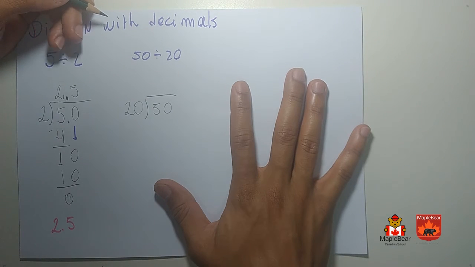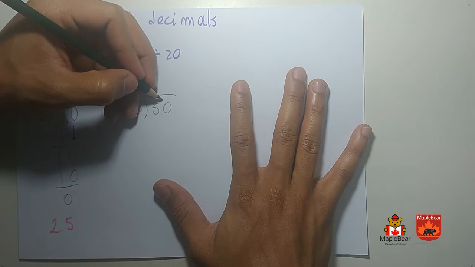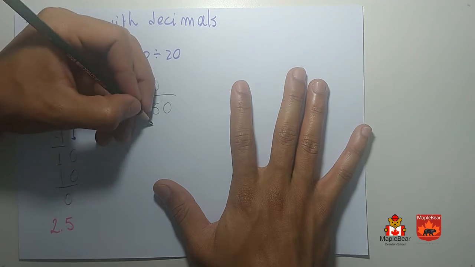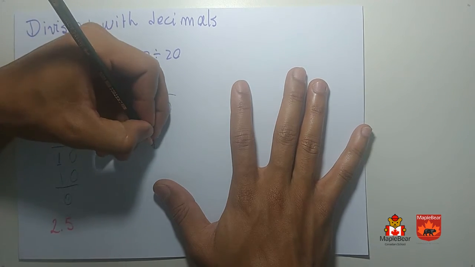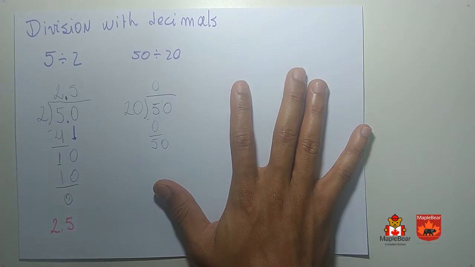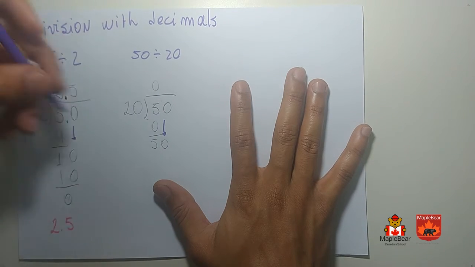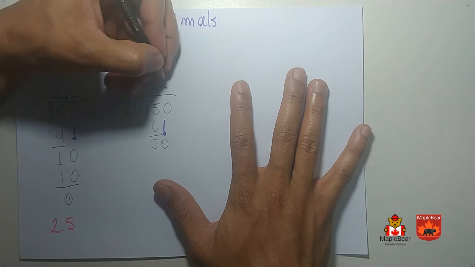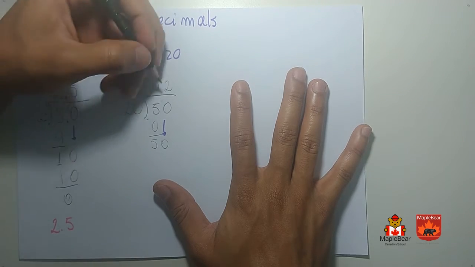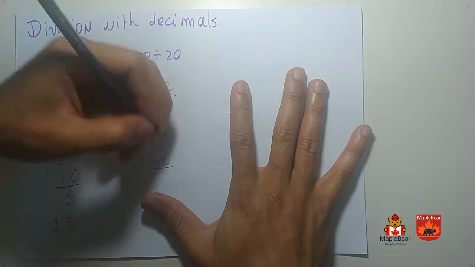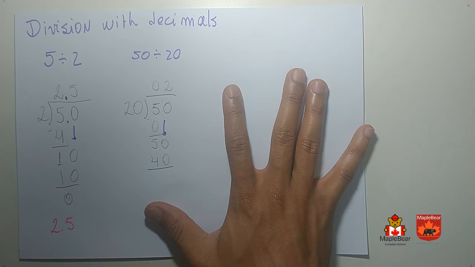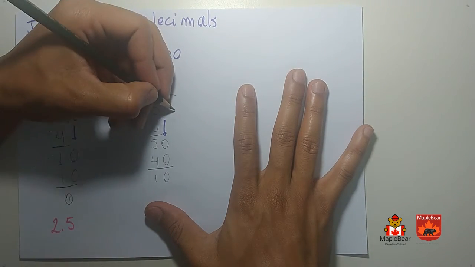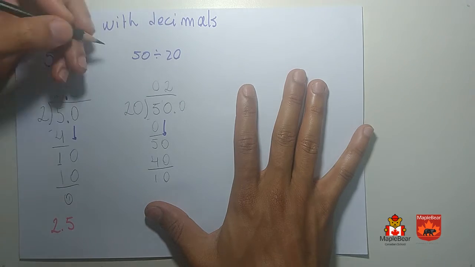Again, I can take the 5 or I can take the whole 50 here. Like we did last class, I want to do it step by step with the 5. So I'm going to take the 5. 20 times 0 is 0, remainder 5. Bring down the 0. How many times does the 20 fit inside the 50? It will fit 2 times. 20 times 2 is 40. Then I will have 10.